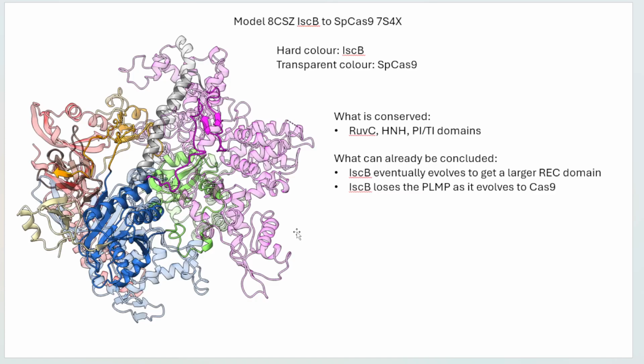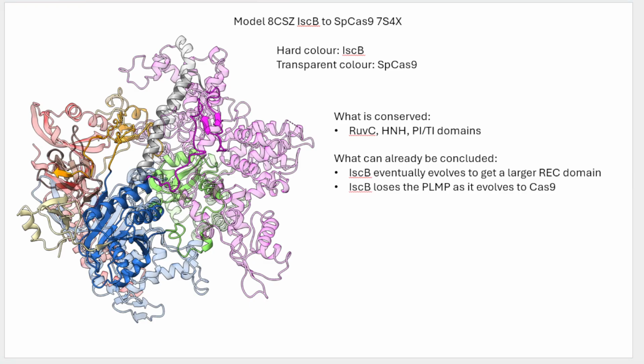So just to summarize all of it and compare the two model systems that we've been talking about today, the ISCB and the SpCas9, these ones are 100% verified, exactly what they are, exactly in the fold that they should be. What's conserved between the ISCB and Cas9 is the RuvC here, right? The H&H, the green section, you can see how nicely it overlaps in the back over there. The PI and TI domains, you see that brown and the red overlap very nicely.